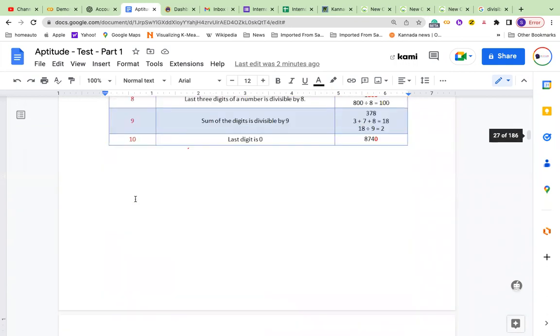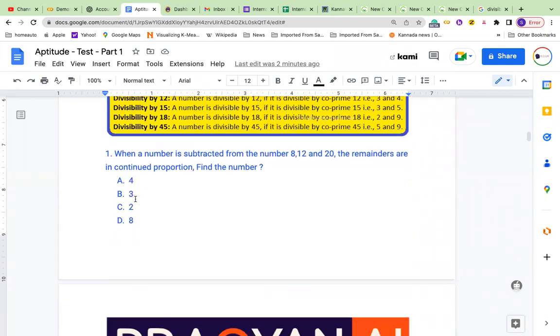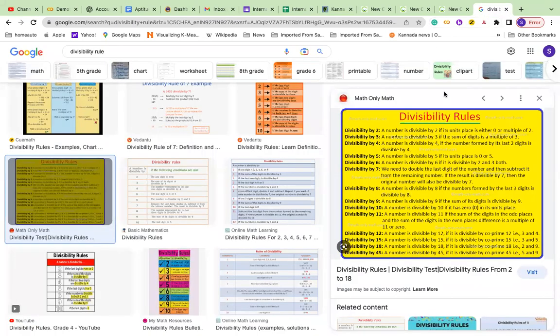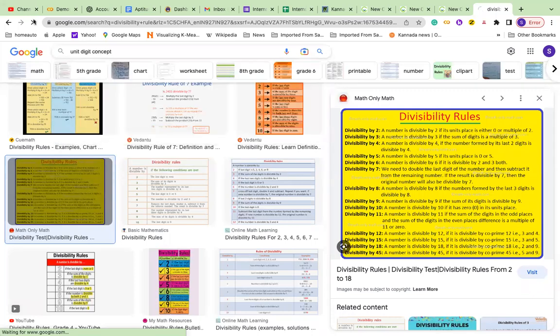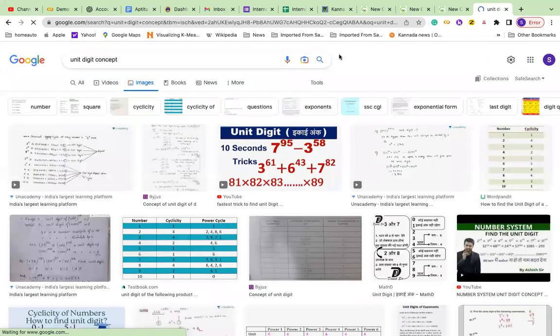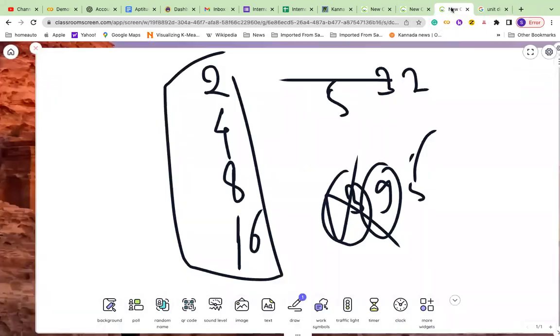So there is one more concept, the unit number. Let me explain that also. I think it is not here. So what is the unit number concept? I will just give a brief overview before I jump into unit number.